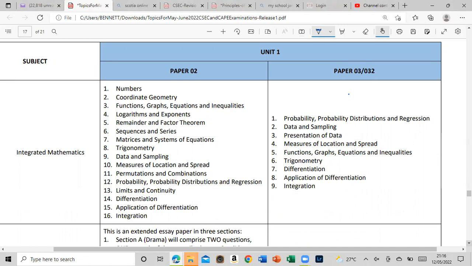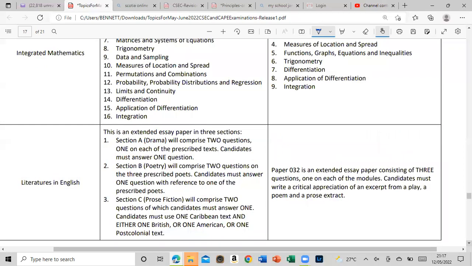And for paper two, it is probability, probability distribution and regression, data and sampling, presentation of data, measures of location and spread. 5, functions, graphs, equations and inequalities. 6, trigonometry. 7, differentiation. 8, application of differentiation. And 9, integration. All right.